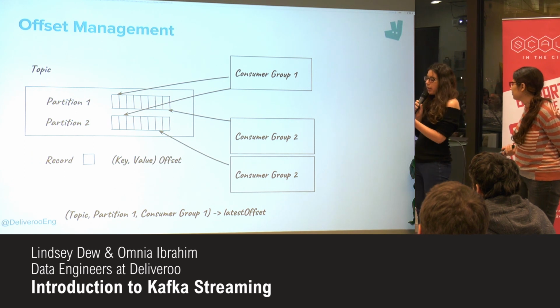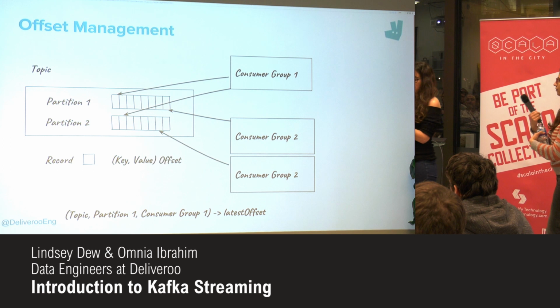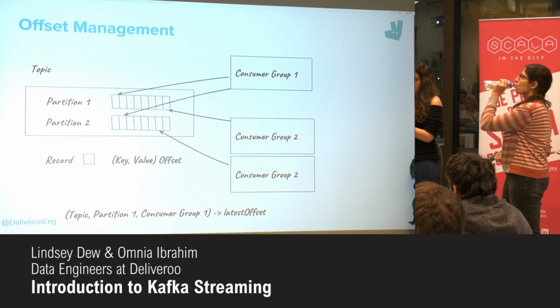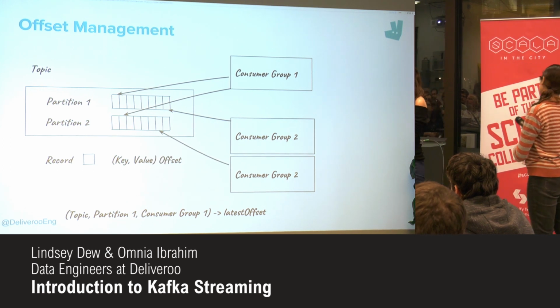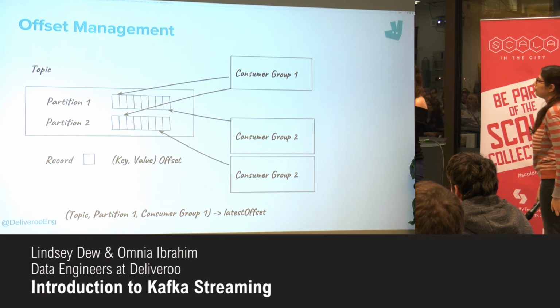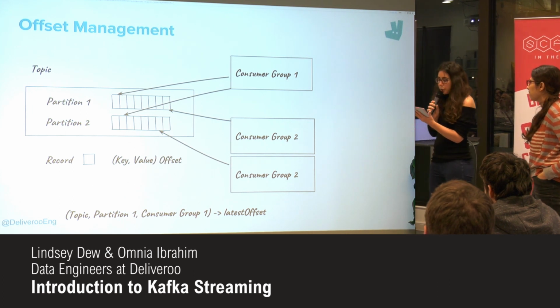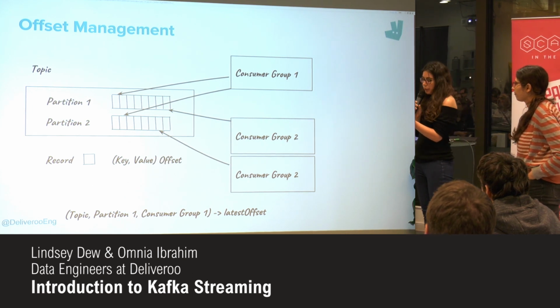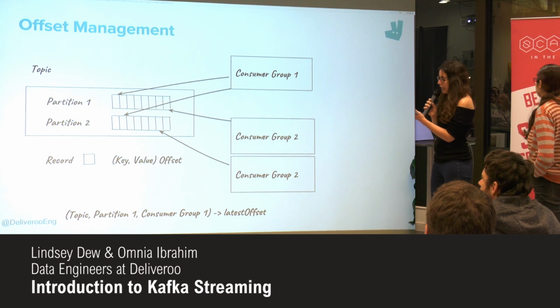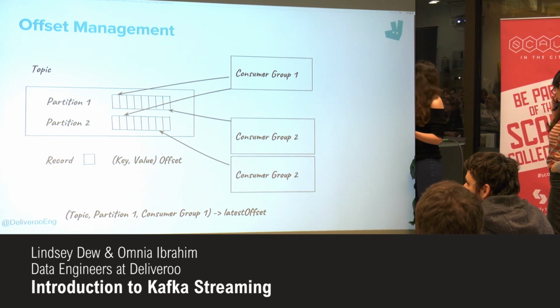So Kafka runs as a cluster, and it stores streams of records into collections called topics. Each topic consists of a configurable number of partitions, and a partition is an ordered immutable sequence of records. A record consists of a key, a value, and a timestamp. When a record is written to a partition, it is assigned an offset, which is a sequential ID, and this is unique to the record within that partition.